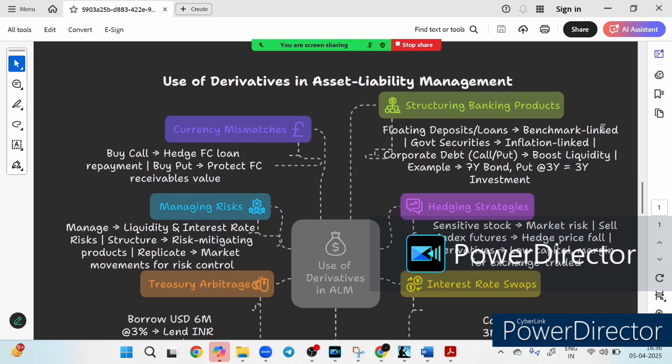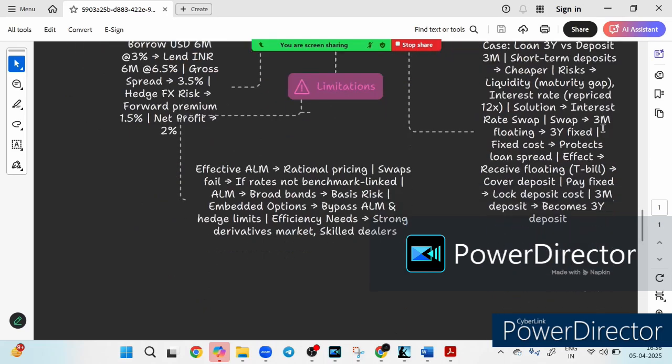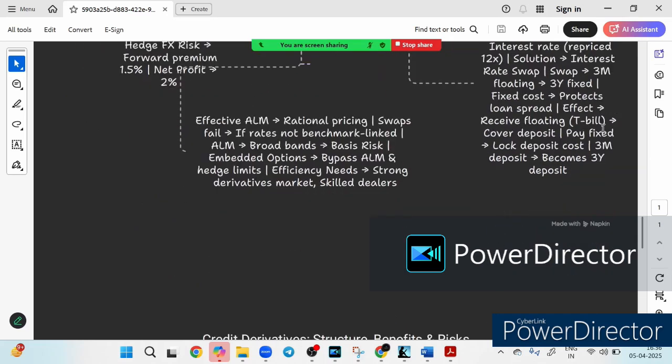This is very important. Government securities should be inflation linked. Corporate debt can either have a call or put option, right? So I told you the limitations also, I told you the advantages also. That is all we have seen in this particular slide. You can see the efficiency, right? Two pages of the Macmillan book are covered in one single slide, every aspect, right?